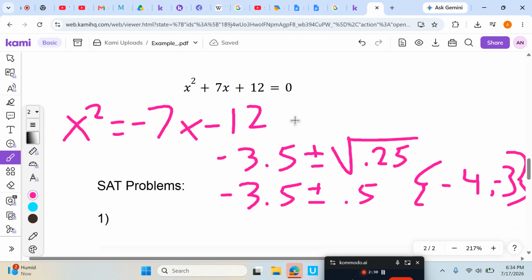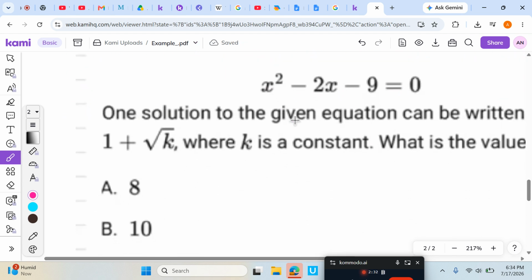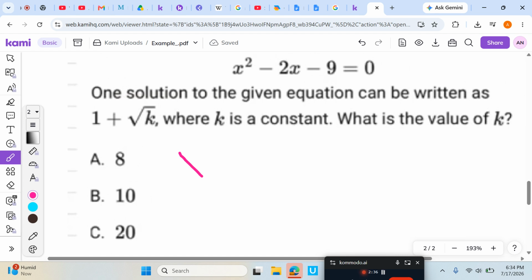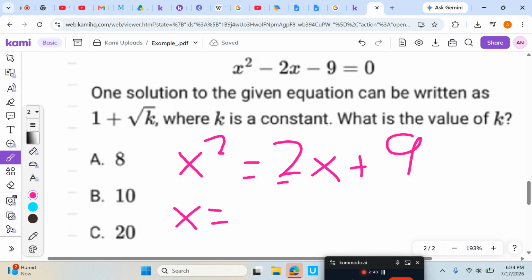All right, now let's do an actual SAT problem. We can use the cool modified formula and make this problem really easy. So let's do it. X equals, what's half of this? I said 1 plus or minus, what's 1 squared? That's 1. 1 plus 9 is 10. I'm done. So what is K?